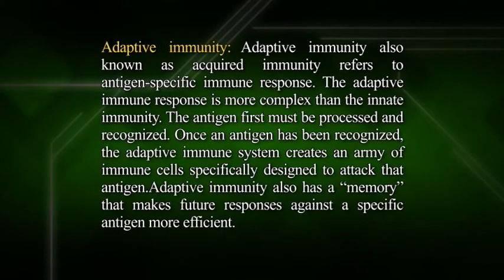Adaptive immunity, also known as acquired immunity, refers to antigen-specific immune response. The adaptive immune response is more complex than the innate immunity. The antigen first must be processed and recognized. Once an antigen has been recognized, the adaptive immune system creates an army of immune cells specifically designed to attack that antigen. Adaptive immunity also has a memory that makes future responses against a specific antigen more efficient.